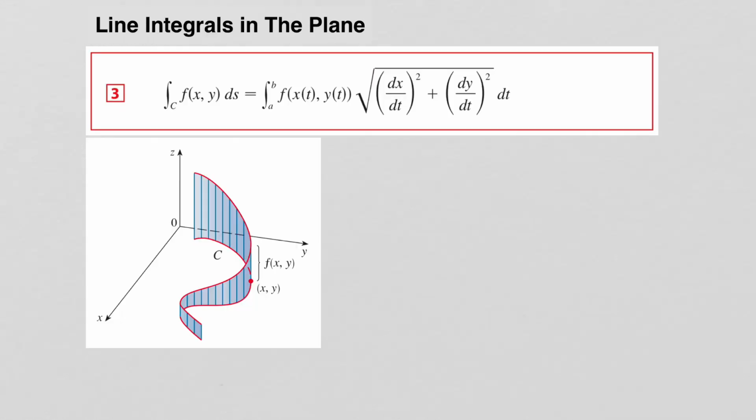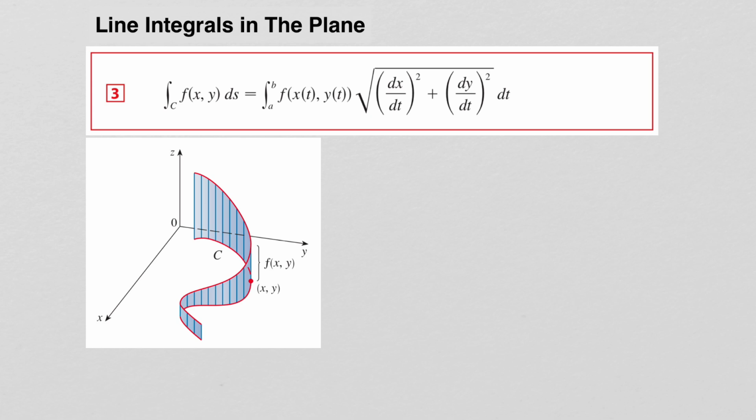So line integrals in the plane are defined to be the integral of some function of x and y along some curve C with respect to the arc length of that curve. Since x and y on the curve can be defined as parametric equations, as some functions of t, we can substitute x equals x of t, y equals y of t, and ds can be expressed as this expression. And so this is the formula for the line integral along a curve C.